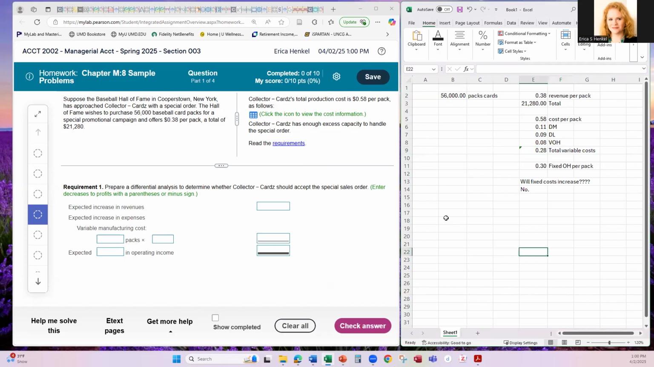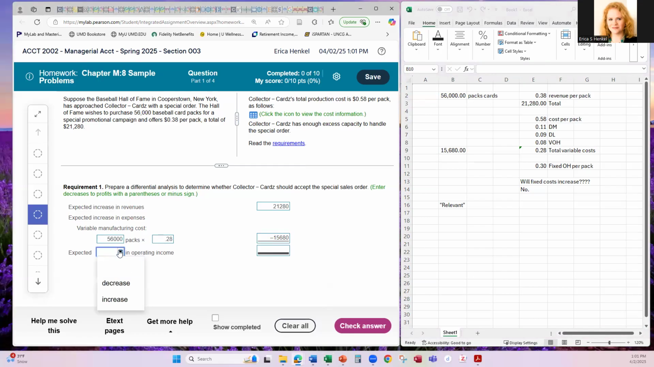So when we look at which ones are relevant, it's only the ones that are going to change. So our expected increase in revenues is the 21,280. Our variable manufacturing cost for these cards, it's 56,000 cards at 28 cents per pack. Okay, so that would get us total costs of 15,680. And that's what we would consider here.